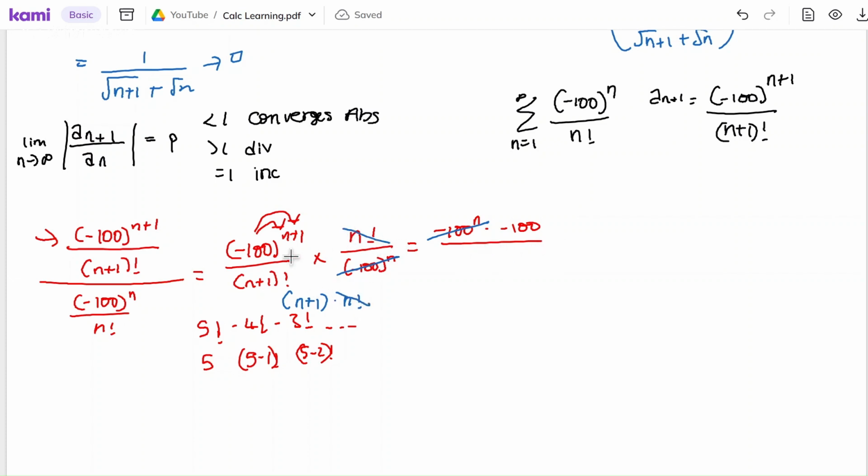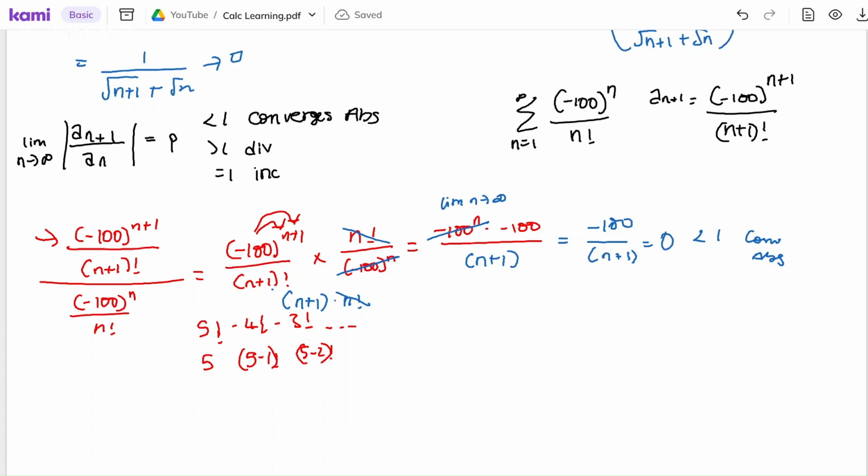So you're left with negative 100 over n plus 1. That's the trick, to cancel the factorials and cancel the roots. So now you can easily take this limit as n goes to infinity, and then you have negative 100 over something with n, which goes to 0, which is less than 1, so it converges absolutely.